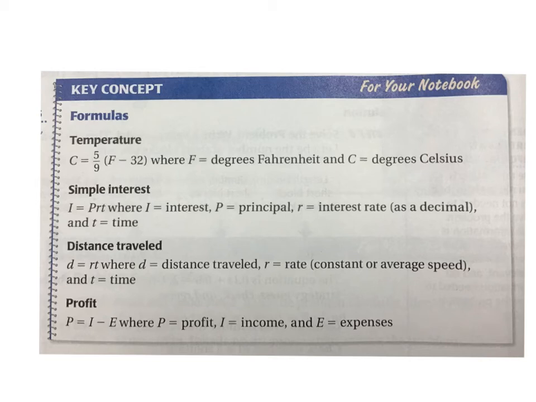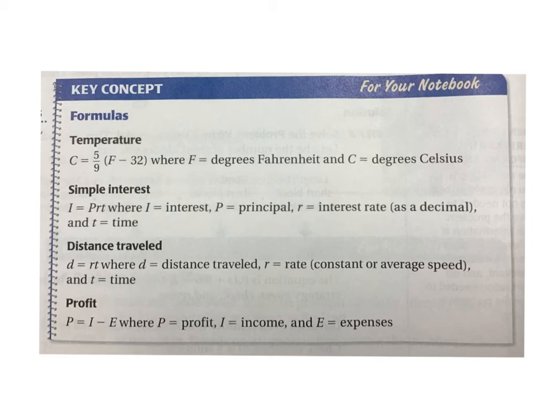So here are some formulas that you will see many times in your life. These are 4 formulas you could use forever, regardless of what career you go in. This is just living formulas. Temperature, C equals 5/9 times F minus 32. What does C stand for? Degrees Celsius. F stands for Fahrenheit. So this is how you convert Fahrenheit to Celsius or Celsius to Fahrenheit.